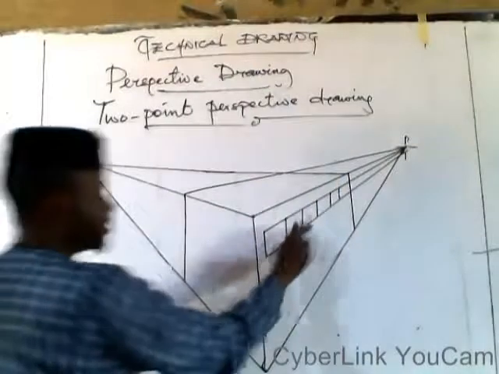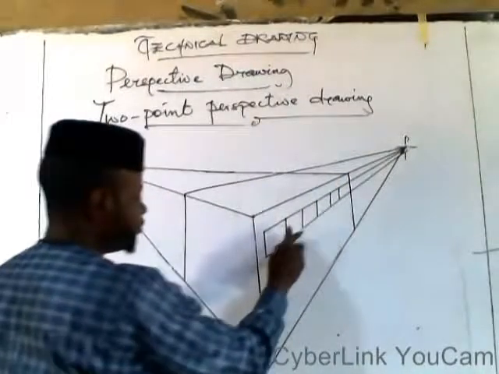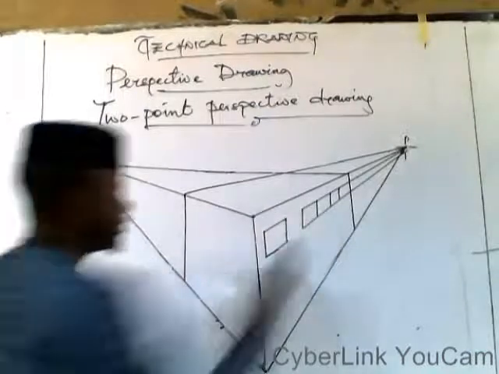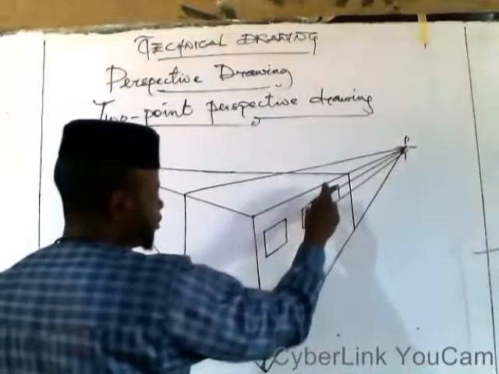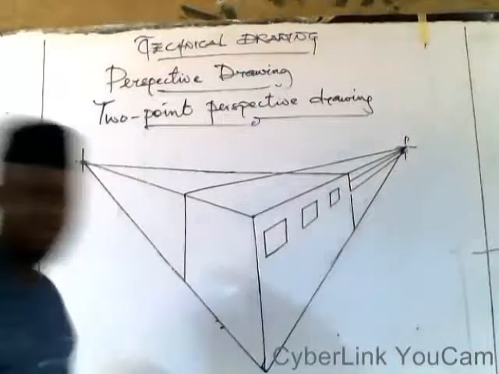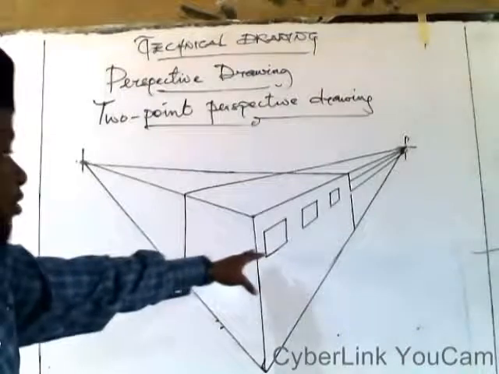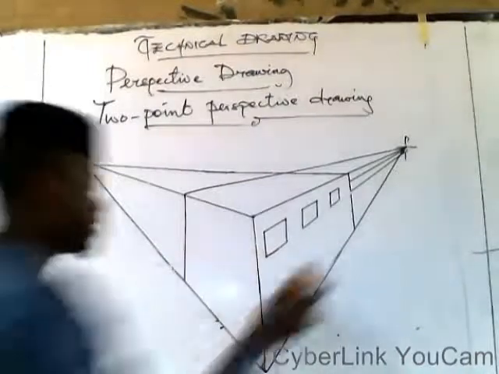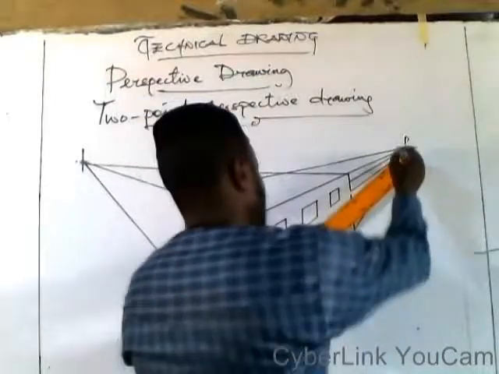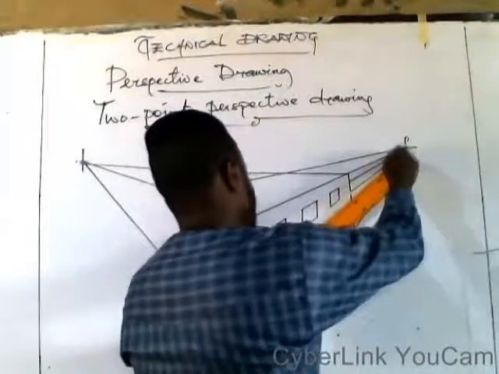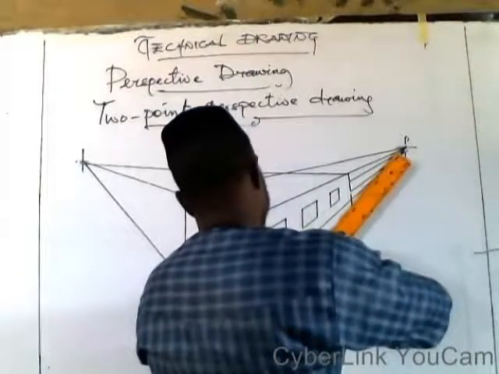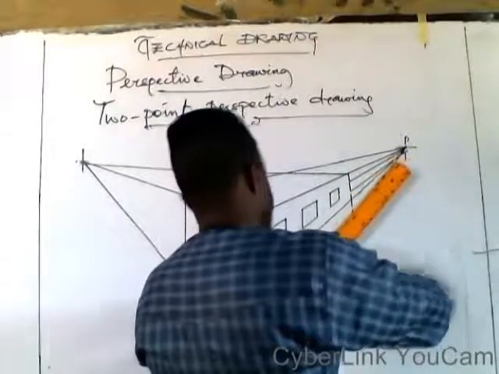The nearer the object is to you, the bigger the object in any sense. So you can see that this one represents the window now. Let's assume that we are having another window here. Vanish from this point. Vanish from this point.